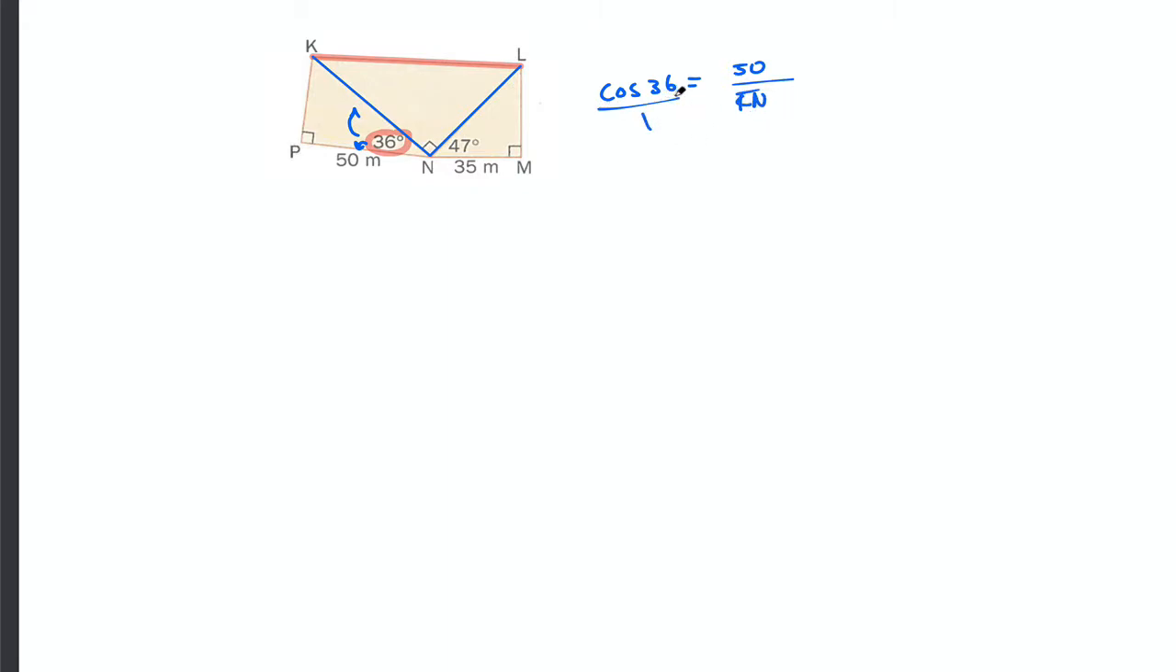Right, now if I cross multiply by switching these two, then I can get KN is equal to 50 over cos of 36.